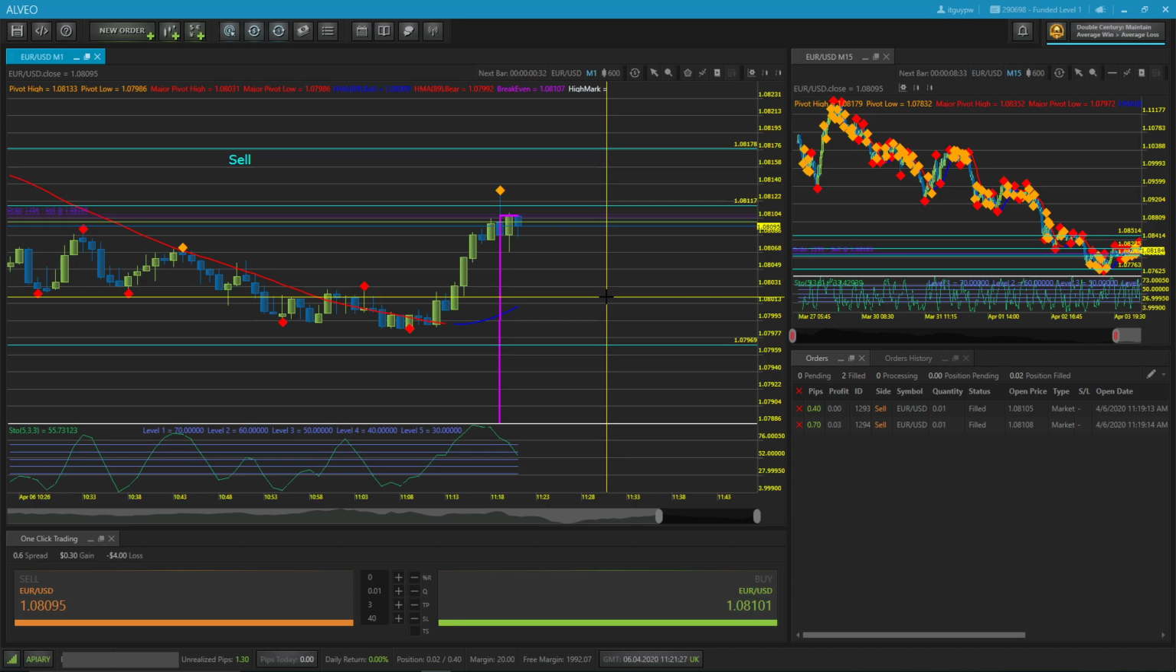So we're not really getting a lot of movement either way here. It's kind of consolidating. We'll give it a couple minutes to see what it does.